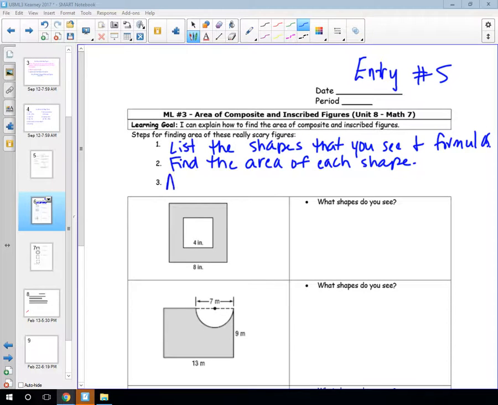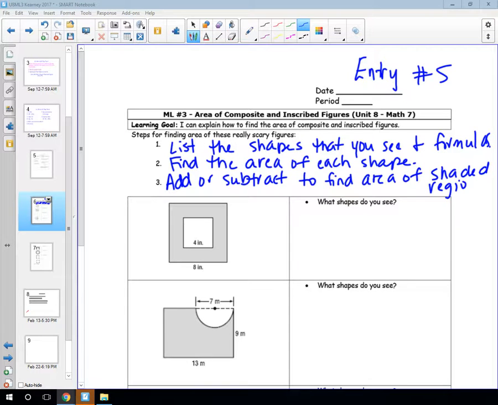You're going to either add or subtract to find the area of the shaded region. I'll explain what I mean by add or subtract. Each problem's different, so sometimes you might need to add, sometimes you might need to subtract. So let's look at the first one. The first one's very basic. I'm going to go through my 3 steps.